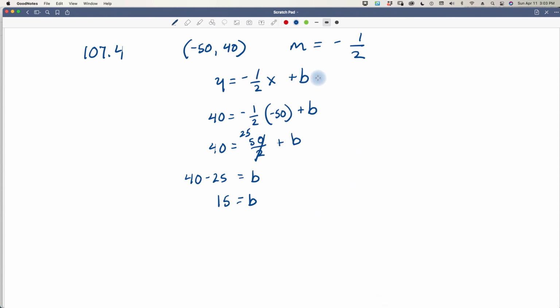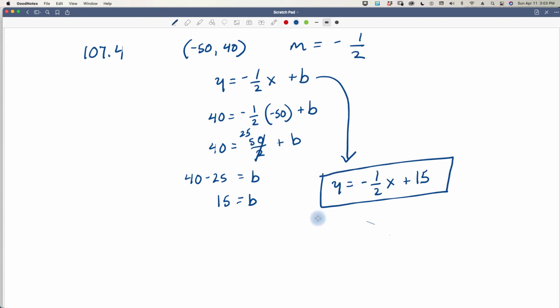So now we can rewrite this with our b. y equals -1/2 x plus 15. Okay, see how easy that is? I like it whenever it will divide and you get a whole number. It makes it a lot easier to do. Then you can skip that whole fraction step. But this is the answer to 107.4. All right, if you didn't follow that, rewind and watch it again. This is very straightforward.